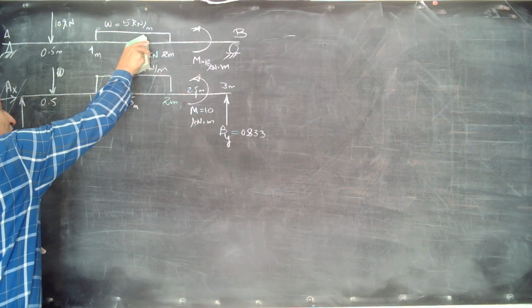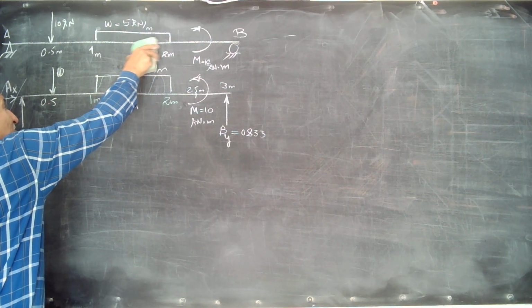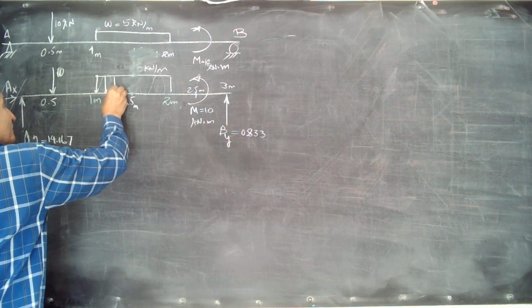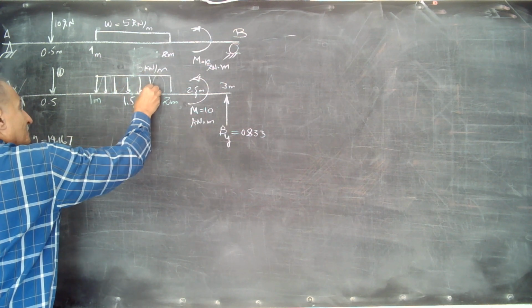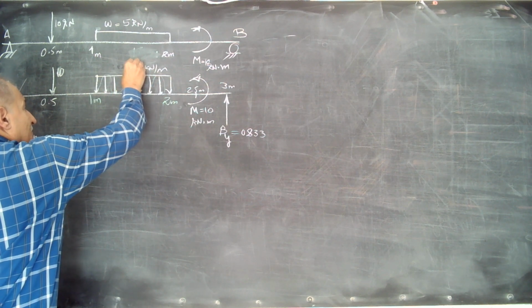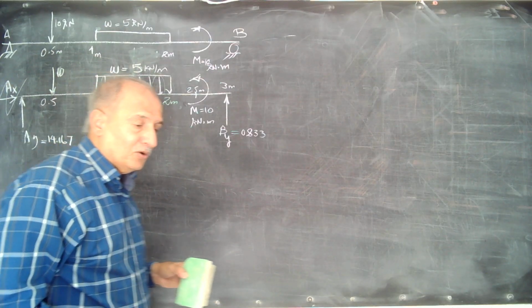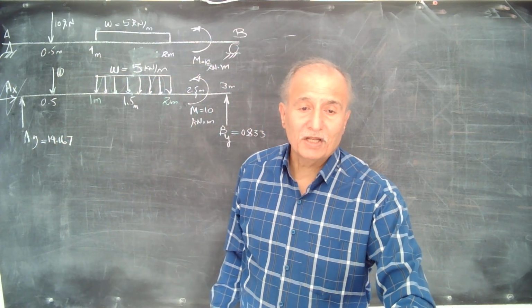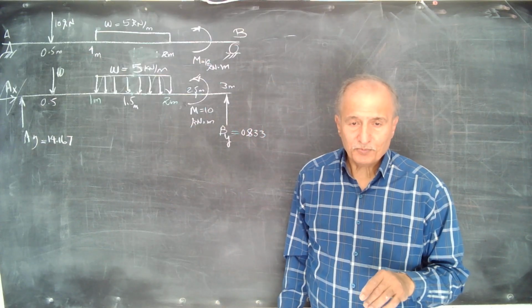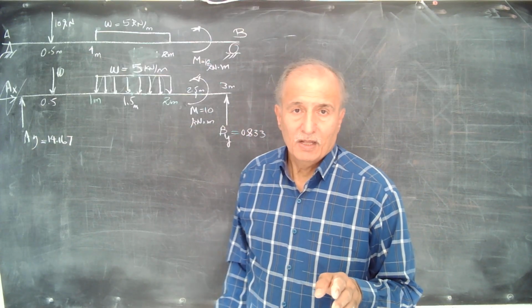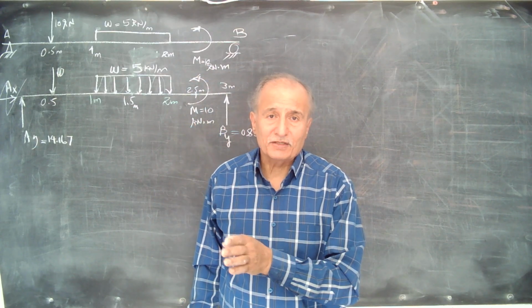I delete this equivalent and I return back to my uniform distributed load again. That was only for finding the external reactions at the support. Okay, let's start. Go step by step.